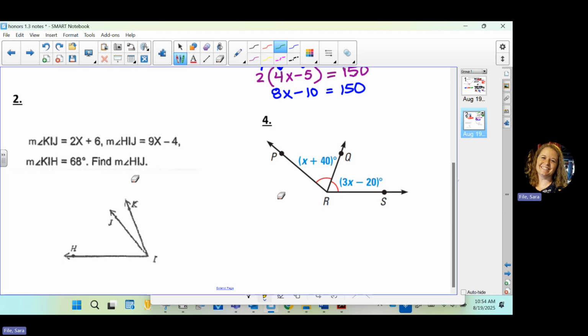Okay, in number 2, we're told the measure of angle KIJ. So I'm going to do some tracing here. KIJ. Okay, so this one is 2x plus 6. So I'm going to label it in my picture. I highly recommend you always label stuff. So 2x plus 6. And it says HIJ. Okay, this one is 9x minus 4.